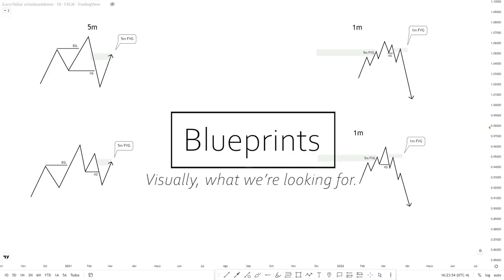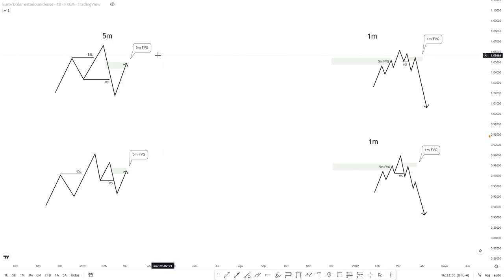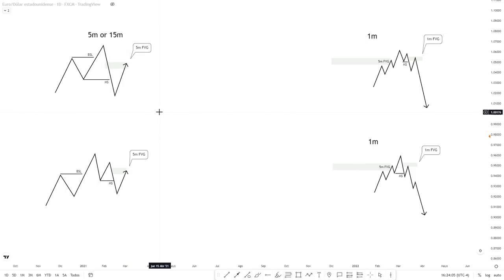Let's look at the blueprints of what we're looking for. On one side, the higher time frame, the 5 minute or the 15 minute. Let's actually put it there so there's no confusion. Usually I use the 5 minute mostly, but sometimes the 5 minute is not clear and the 15 minute actually is, creating fair value gaps in the 15 minute, but not in the five. Believe it or not, that actually happens. And there was a time that I actually missed out on an opportunity and that happened, but well, that's why we learn from those things.